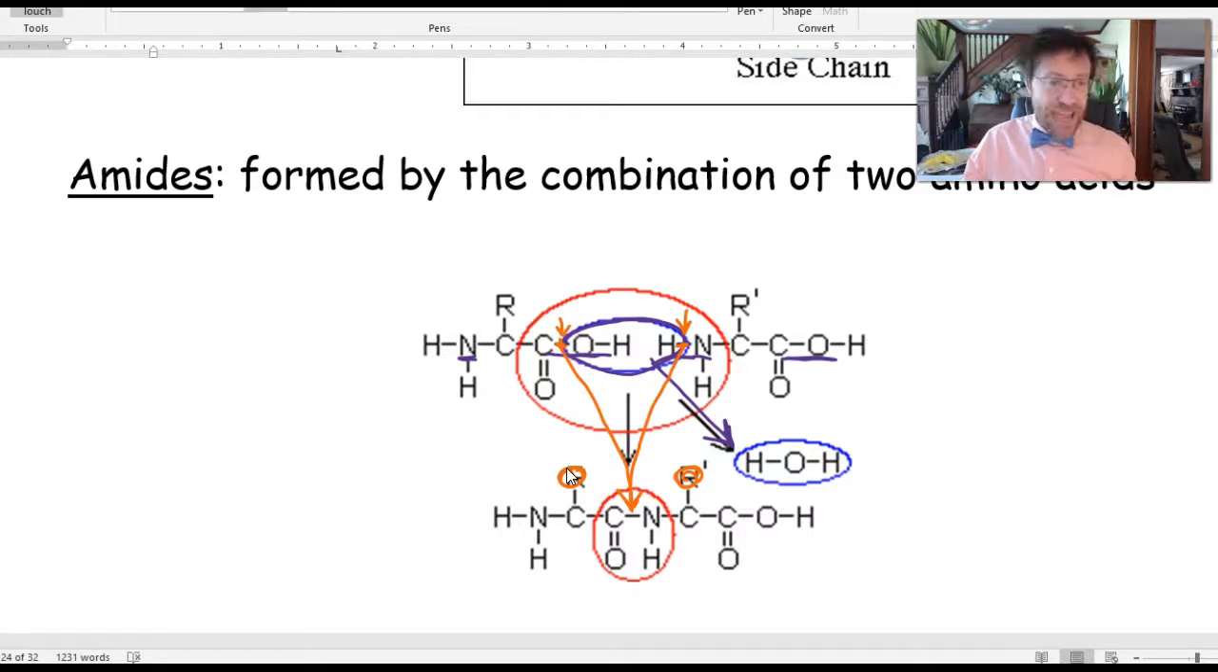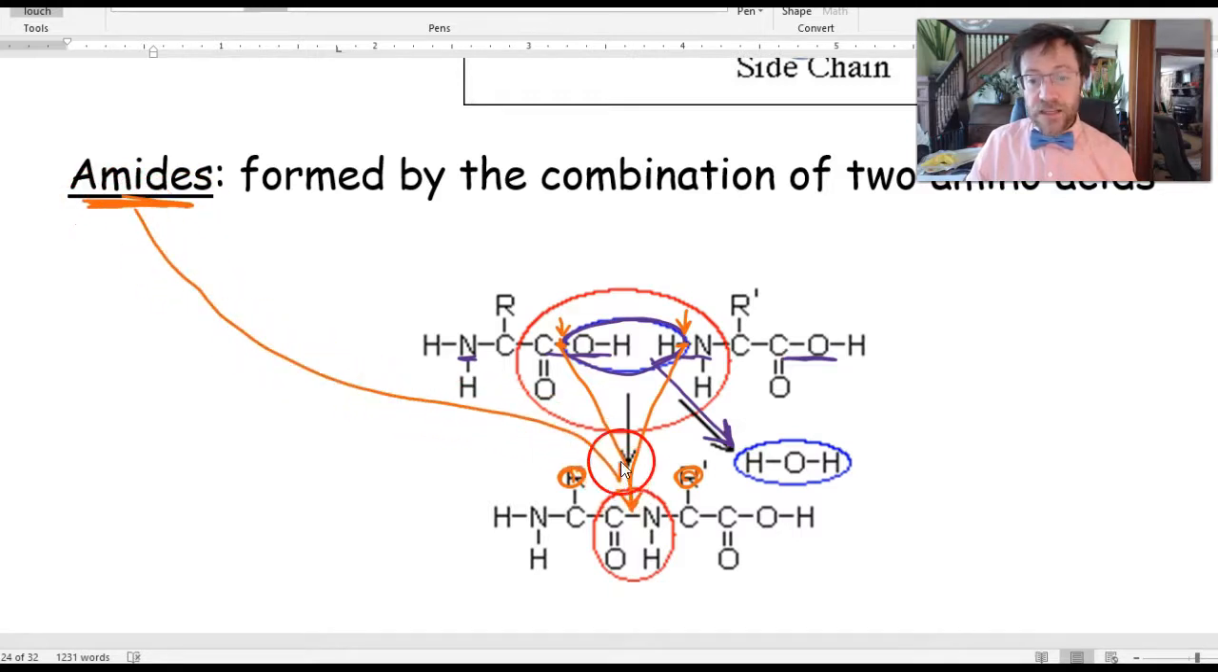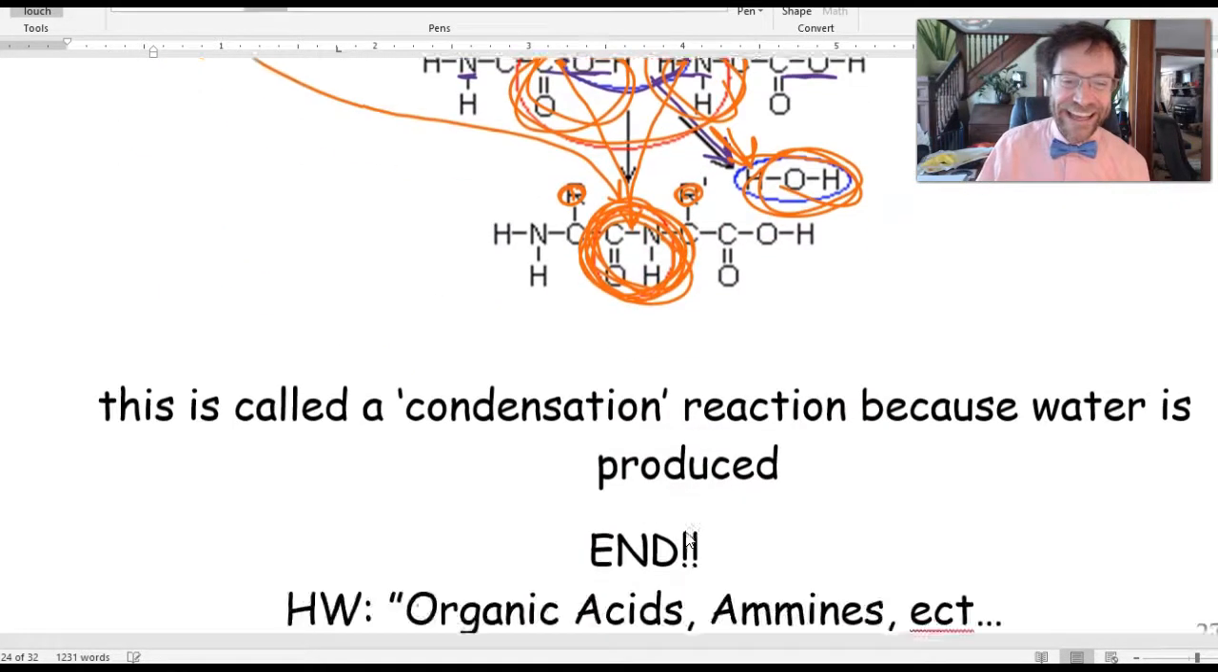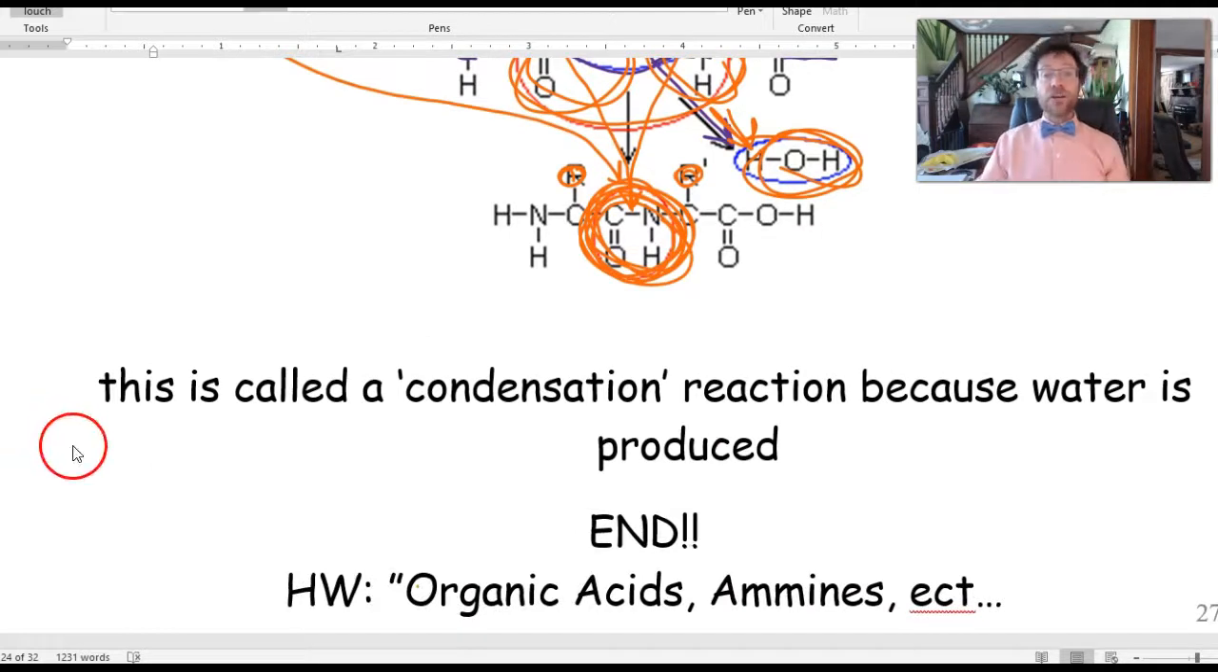You got it, and we call these amides. We don't call them polypeptide bonds, because what the heck is a polypeptide bond? Those biology people are out of their mind. So an amide is this. It's a bond formed by the combination of two amino acids, where the acid and the amine stick together. Can I make any more circles here to make this more clear to help you understand what I'm talking about? Yeah. So also, this is called the condensation reaction. Why? Because we're producing water.